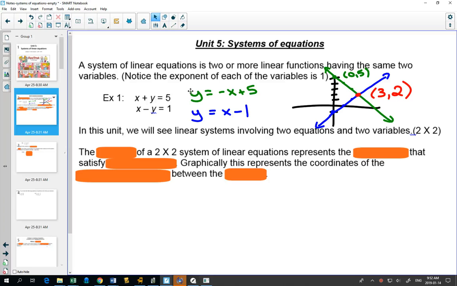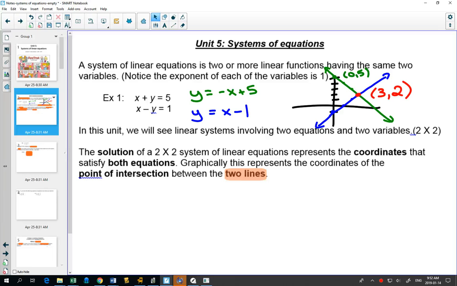And that's what we're going to be looking for. Okay? We say that the solution of that graph represents the coordinates that satisfy both equations. And the only coordinate, when we drew our graph, we could kind of see where that was, are the coordinates 3 comma 2. So graphically, this represents the point of intersection between the two lines.